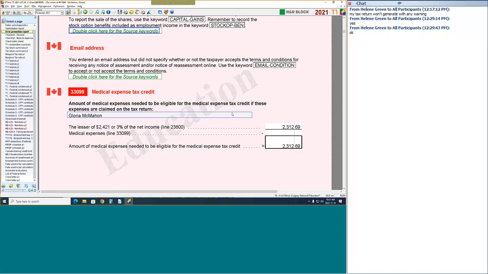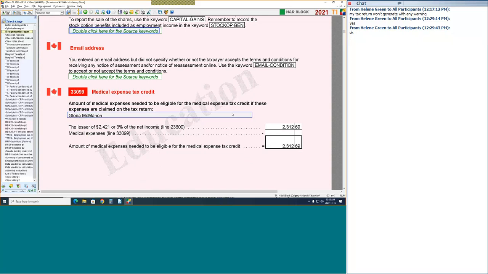And one that I absolutely love, because I have clients come in and tell me I had some medical expenses, but I don't know if I had enough to use, the error prevention report will tell you how many medical expenses Gloria McMahon would have in order to be able to claim any. Because remember, they have to be reduced by 3% of her net income, or 2421. Based on her income, she would need more than $2,312.69 of medical expenses, because that's how much we have to reduce her medical expenses by.